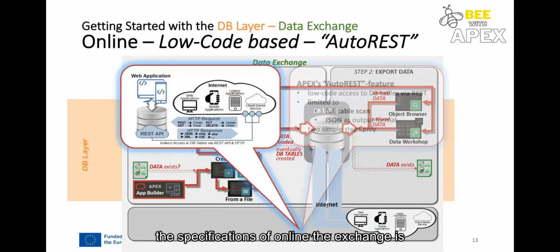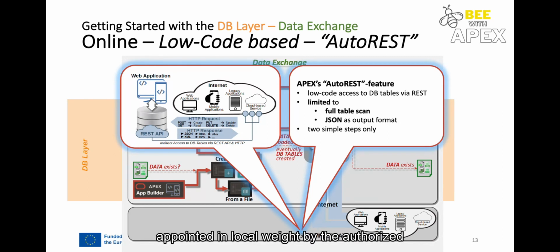The specification of online data exchange is supported in a low-code way by the auto-REST feature of APEX. REST enables access to data in terms of HTTP requests equivalent to the standard CRUD operations found in databases. The simple two-step process for generating the REST feature is, however, limited to a full table scan and JSON output format only.